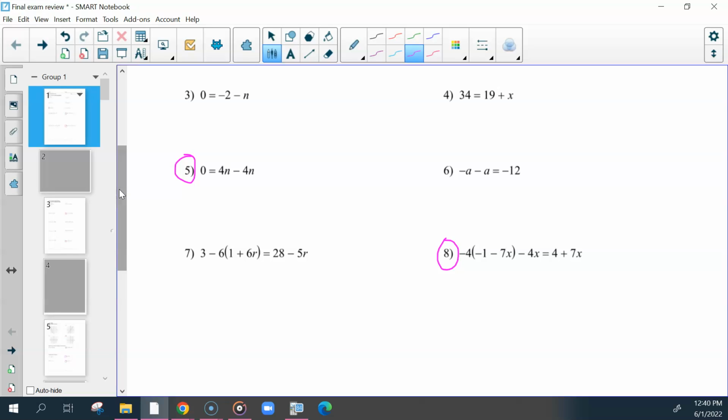With number 5, this is solving multi-step equations. We need to combine our like terms, and when we do that, these are going to cancel. So we get 0 equals 0. And that is a specific type of solution. Does anyone remember what type of solution that is? Not undefined as a slope. 0 is also a slope. No solution is a type of answer, but that's not this answer.